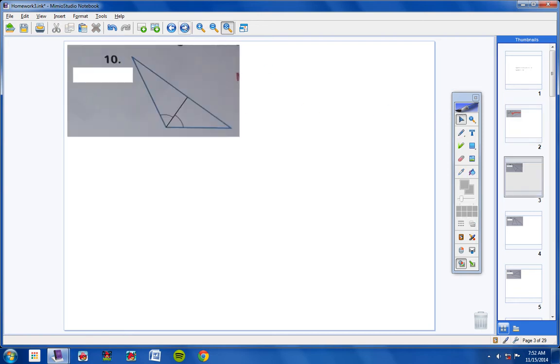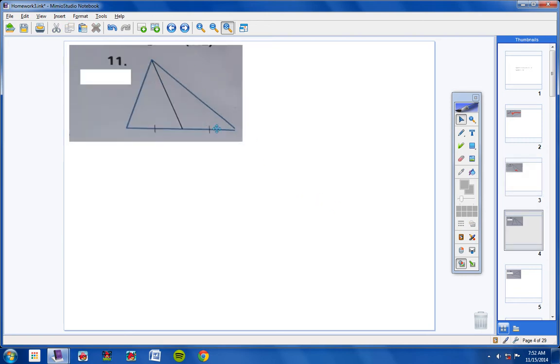Alright, moving on to number 10. Now notice here the only thing we know is this big angle right here is cut in half. This angle here is congruent to this angle here. We would call that an angle bisector because the angle is cut in half. Okay, number 11.